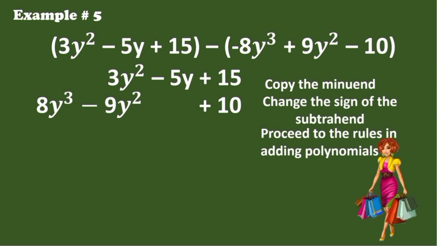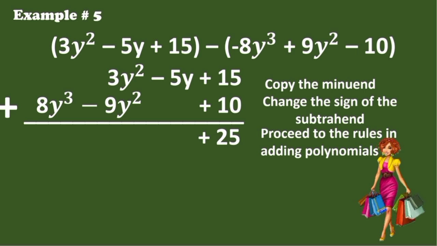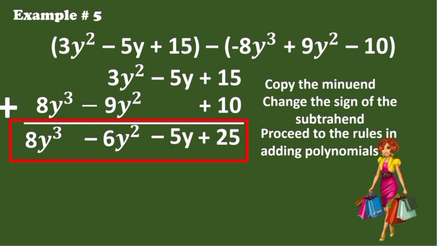15 plus 10 is 25. Bring down negative 5y. 3y squared plus negative 9y squared, we have negative 6y squared. Then bring down 8y cubed. Our final answer is 8y cubed minus 6y squared minus 5y plus 25.